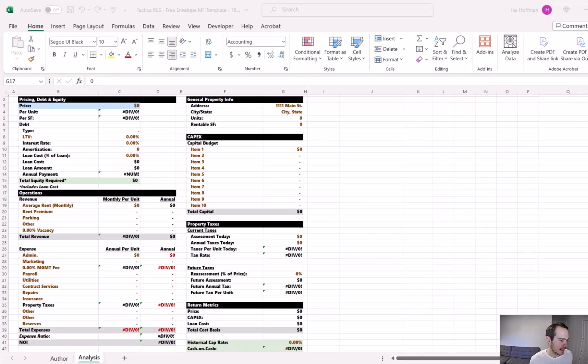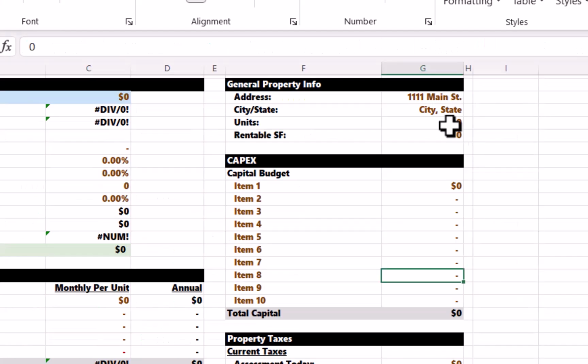We're looking at the analysis tab of Tactica's free envelope multifamily template. It's a simple one-pager. The idea is we can put in some high-level assumptions, and hopefully that will help us justify whether it's worth sinking more time in and doing a more extensive analysis later on. So let's start in the general property information section. The property we're looking at is 78 units, and there's approximately 72,000 rentable square feet.